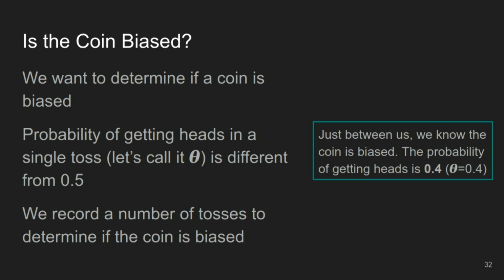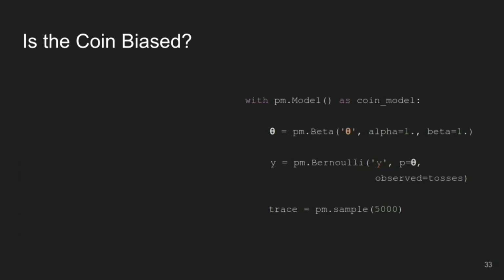So just as an example, and just between us, we know the coin is biased, a priori. So the probability of getting heads, we know it's 0.4. That's how we generated our data. So we know theta, it's 0.4, okay? So this is a model in probabilistic programming. Notice there's no Monte Carlo methods, Metropolis Hastings in the code. You just focus on defining your model, okay?